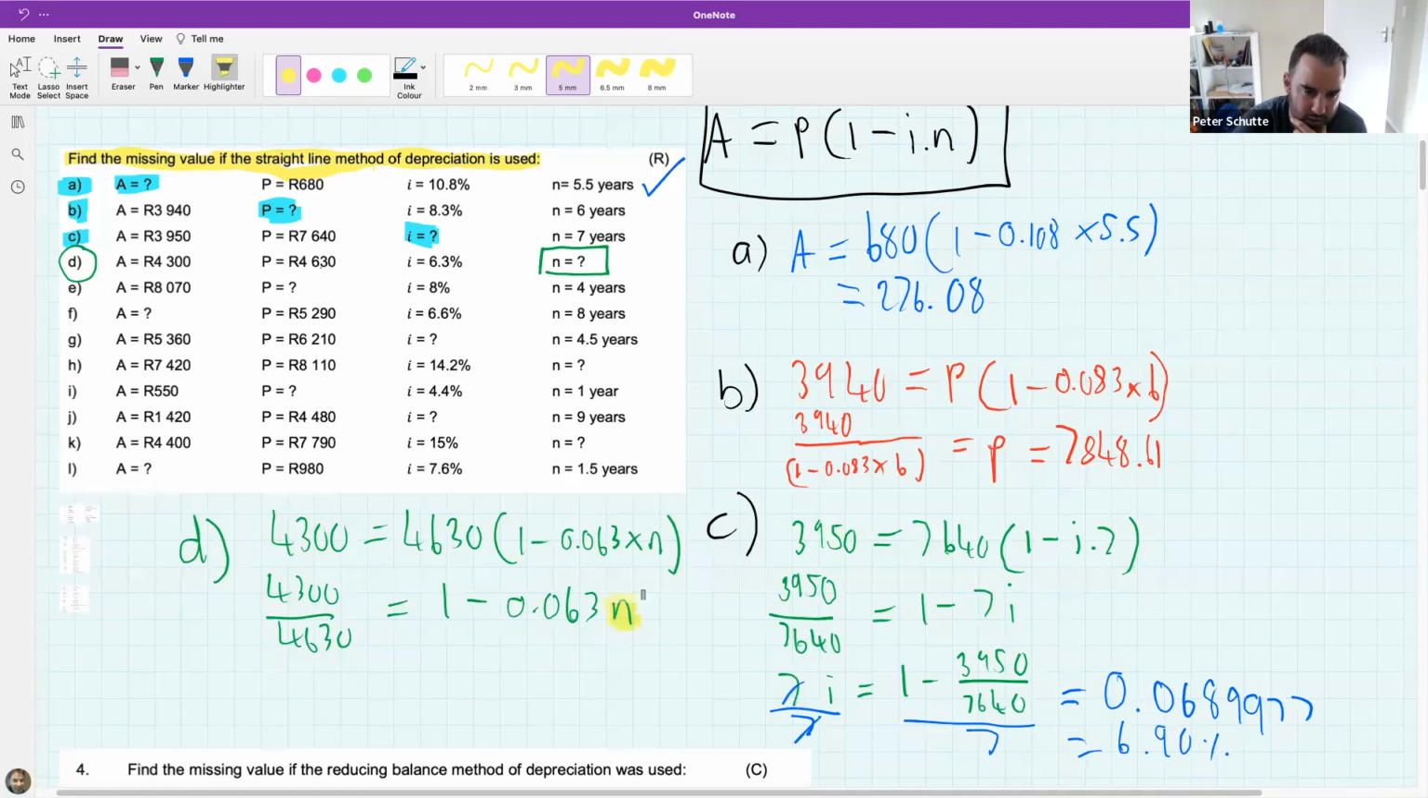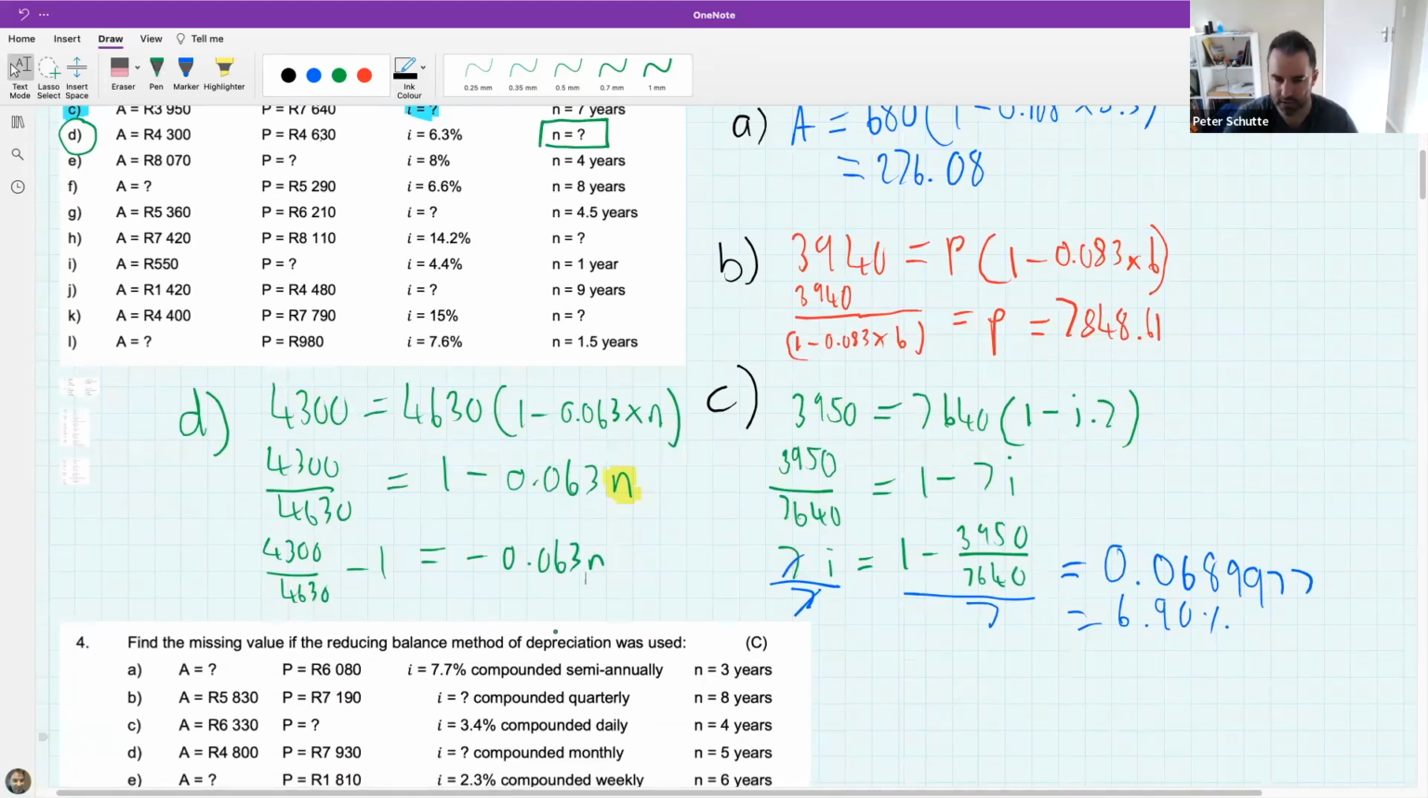So the tricky thing with D is you have to get that N by itself. But it's actually not too bad, because you just have to undo the 1. A lot of these values can actually be just kept in your calculator, but if you get the -1, you're going to get your minus 0.063N. And then the final step is going to be to get the N by itself.